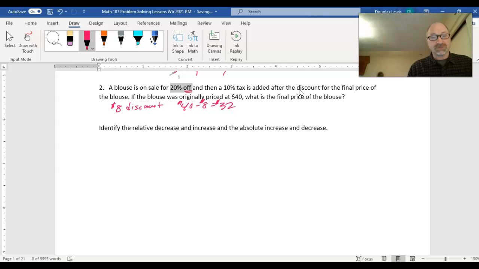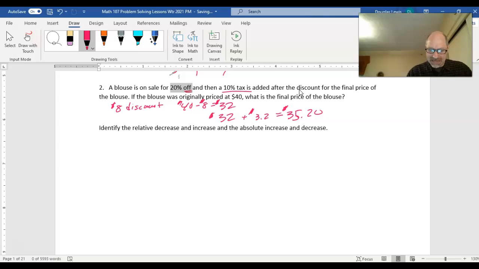So the first thing we do is we subtract to get a discounted price. Then on the discounted price, we add 10%. So the $32 is now our new base. Now we take 10% of 32, which is $3.20 if we move the decimal one place to the left. That makes it $35.20. So that's a pretty basic percent problem.